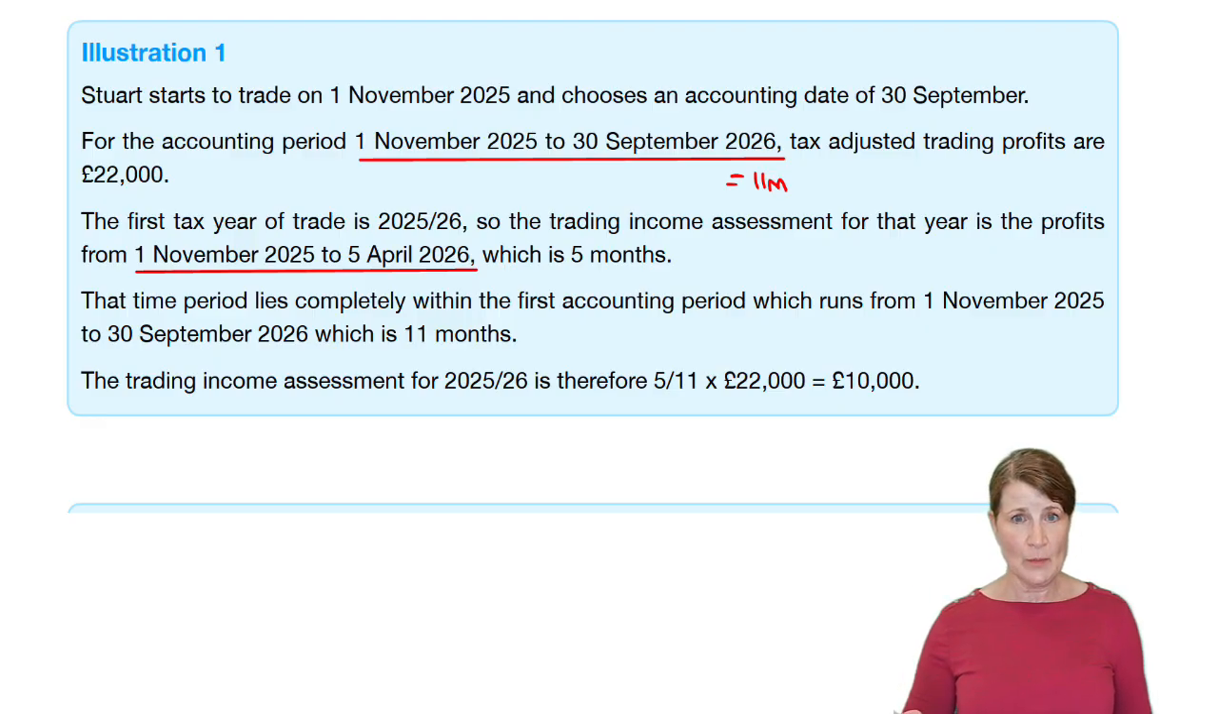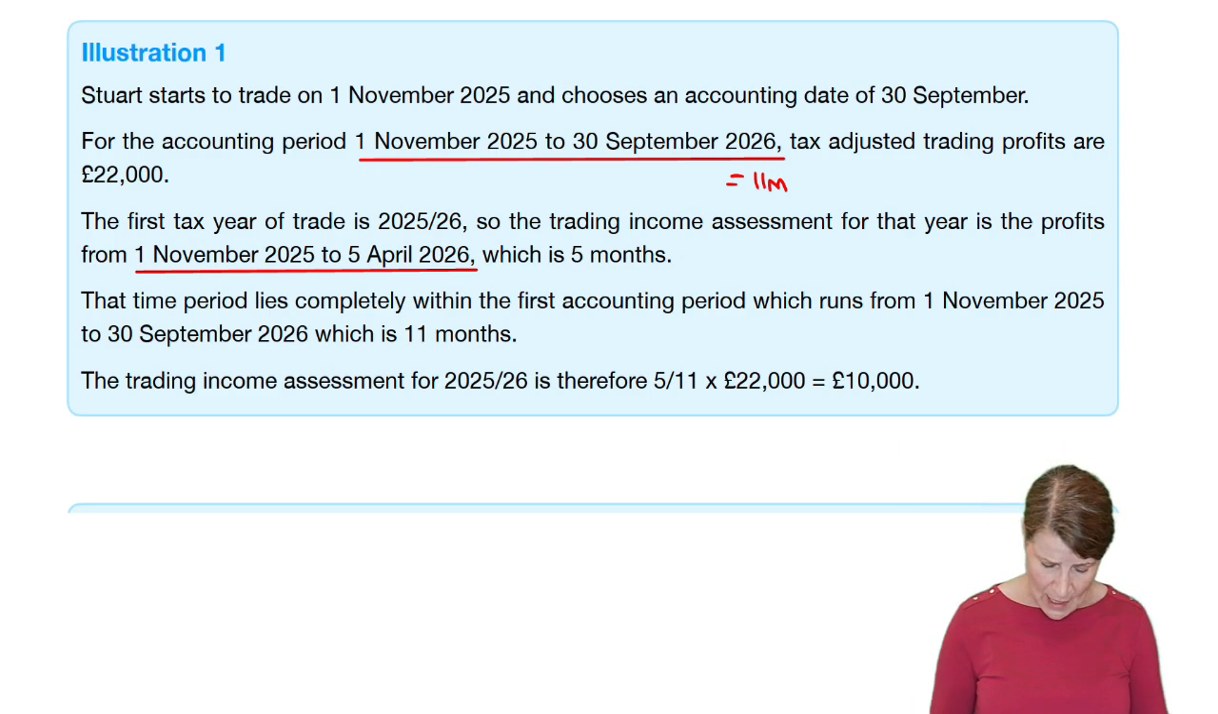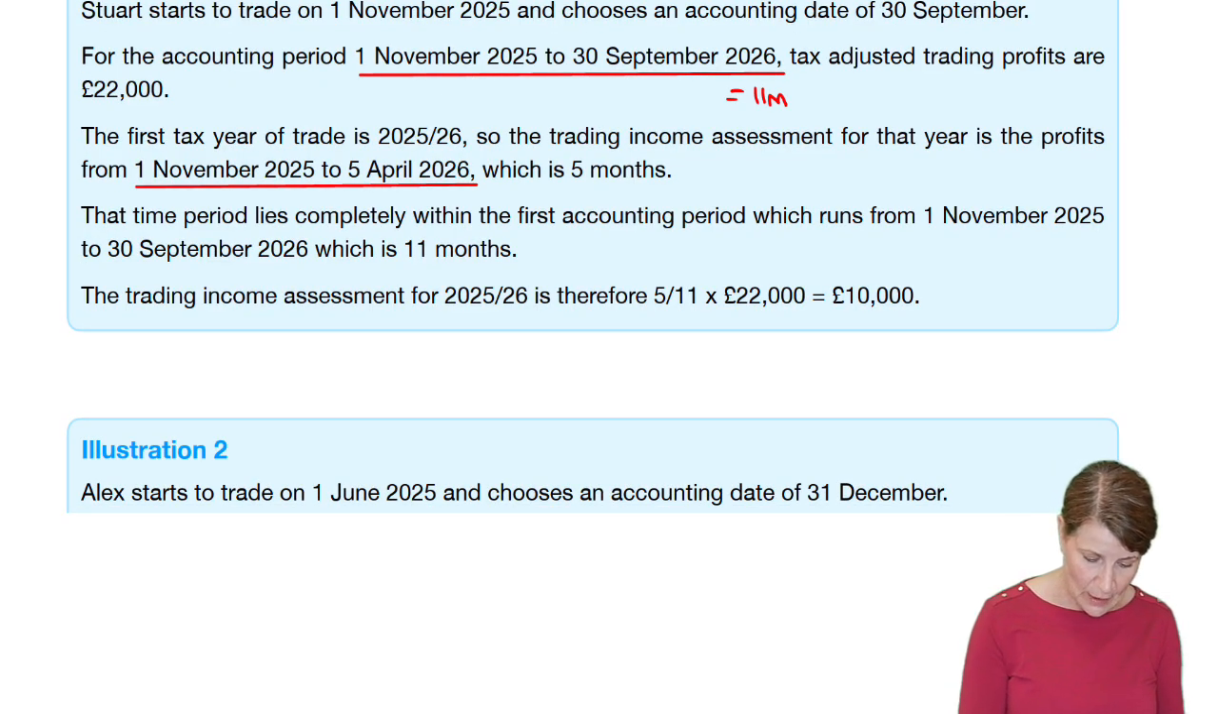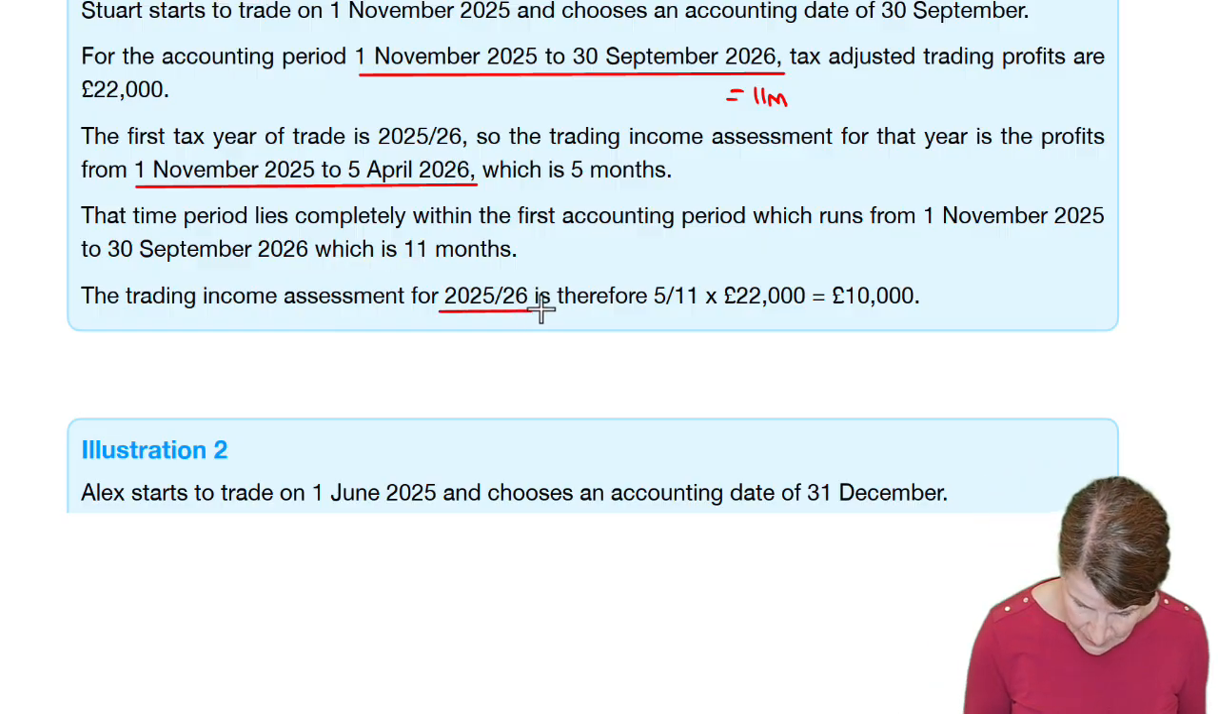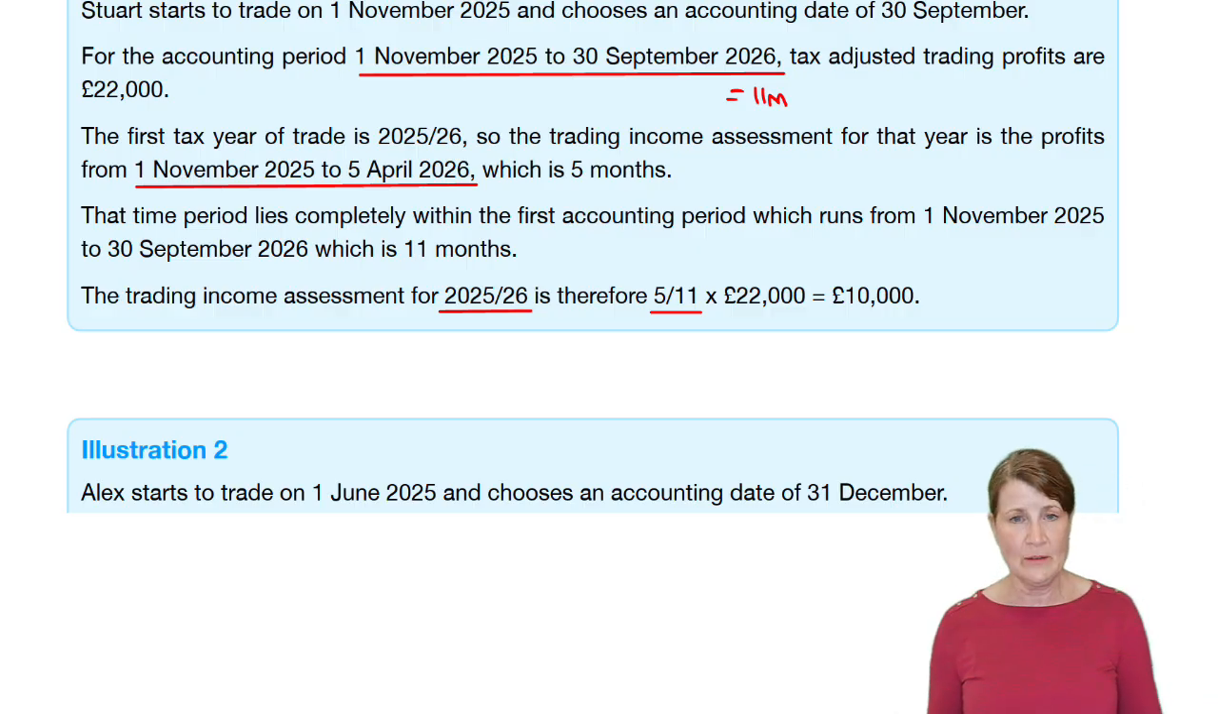Now, 5 months worth of profit, that 5 months lies completely within our first set of accounts, which is 11 months long. And therefore we simply time apportion and we take 5/11ths of that tax adjusted trading profit. And that is what's going to go to our income tax computation for Stuart in the tax year 2025-26. So 5 months within an 11-month set of accounts, 5/11ths of that tax adjusted trading profit, which is £10,000 in this case.